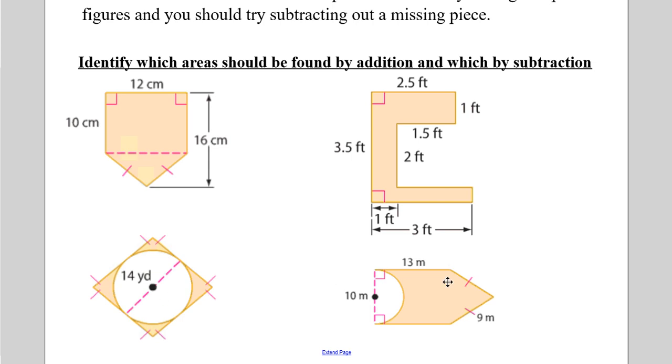This one I already talked about. I would do rectangle, subtract out half a circle, then add on the triangle. So this is a combination. You have to do addition and subtraction.